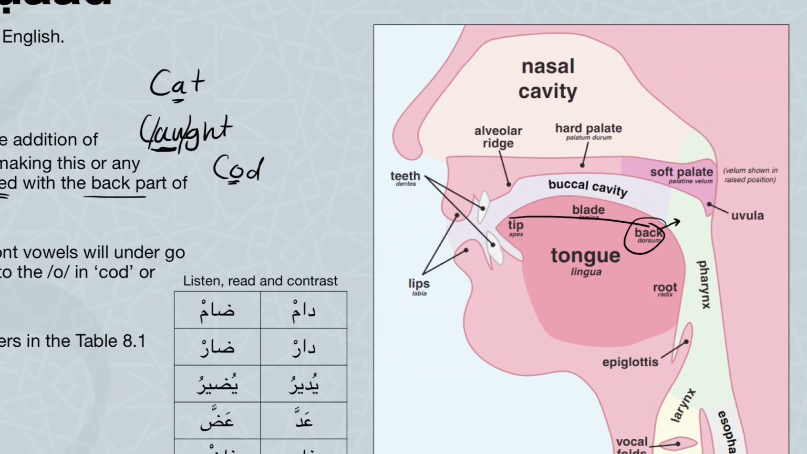Caught, caught. If you say cat and caught, while saying these two words, try to be aware of what your tongue is doing. If you say the word cat, you'd realize that your tongue is very relaxed. But when you say the word caught, you feel that your tongue is more tense and it's drawn backwards a little bit. So this is how velarization happens.